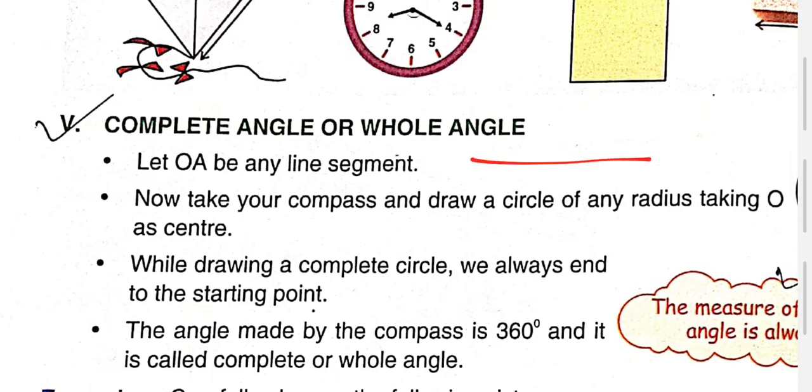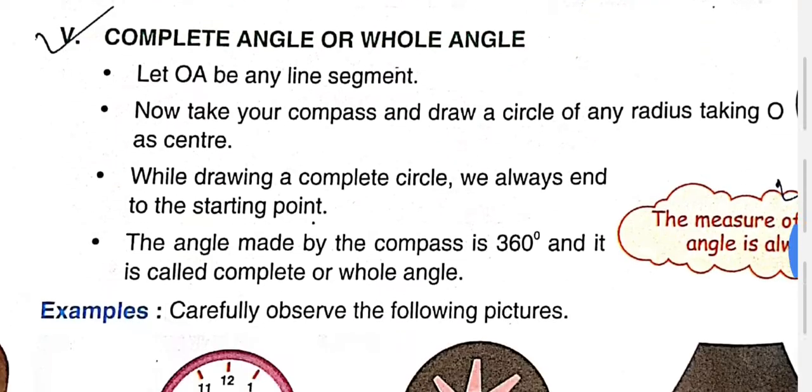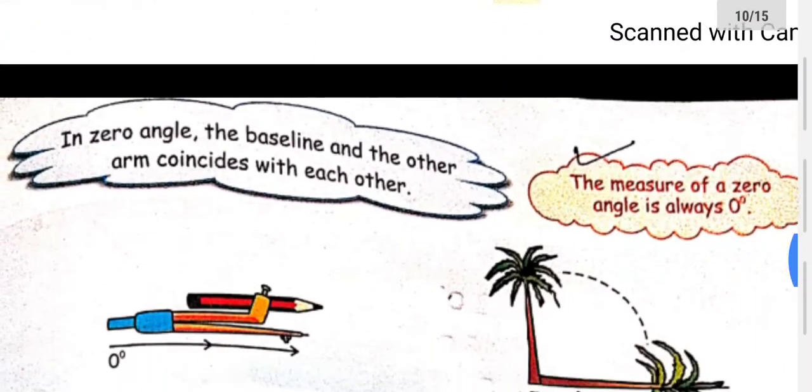Now complete angle. Complete angle means 360 degree. This is known as the complete angle, and this degree is what? 360 degree.